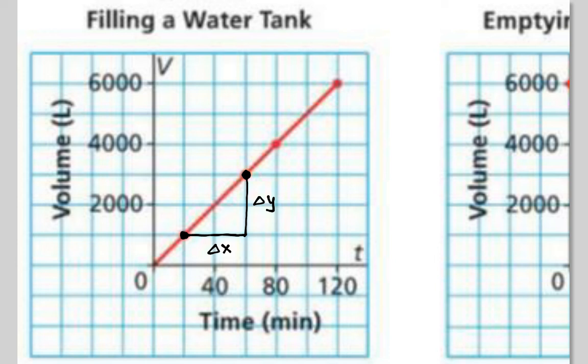So for that first one, what's the delta y? How much does it go up by? What's the value right here? 1,000. What's the value here? 3,000. So what did it go up by? 2,000. So you go 3,000, take away 1,000. The delta y is 2,000. Okay, because it's like from here to here.